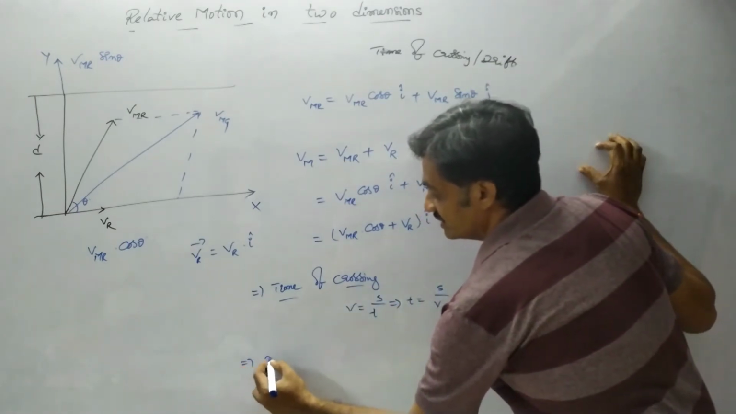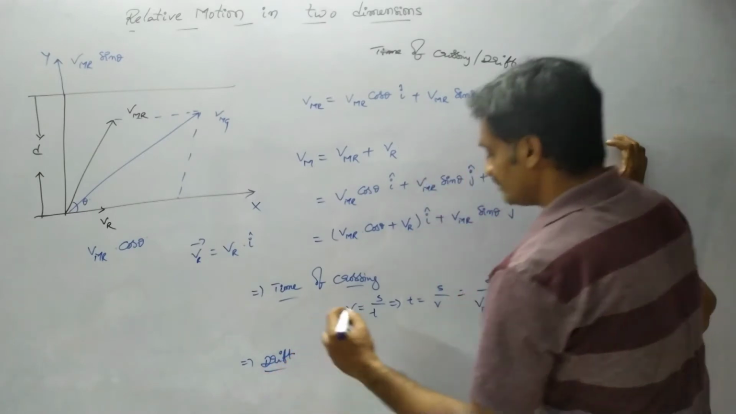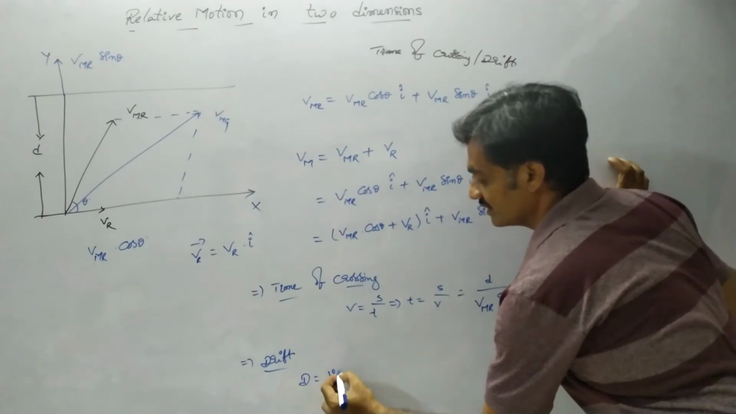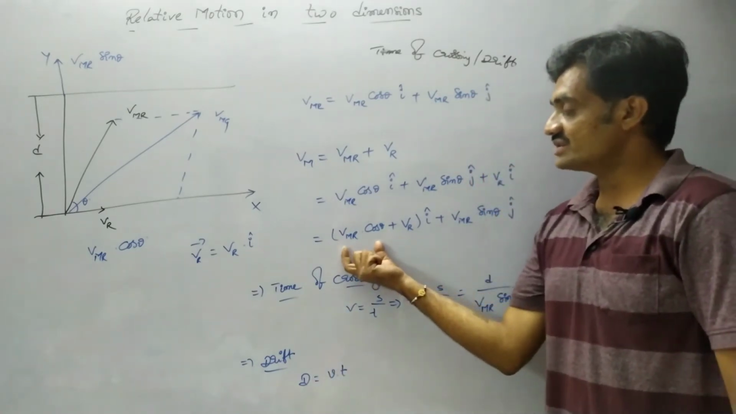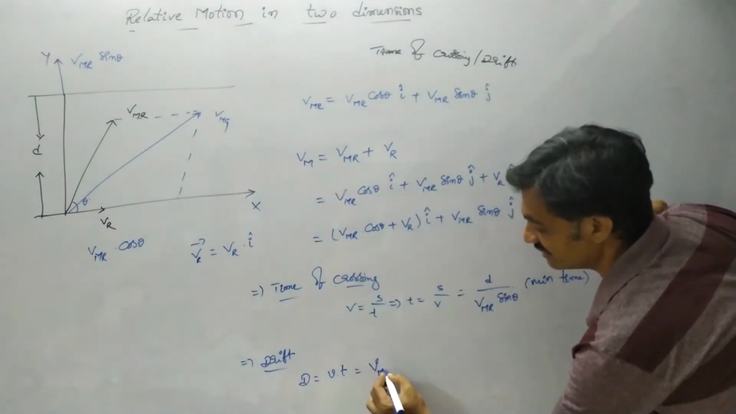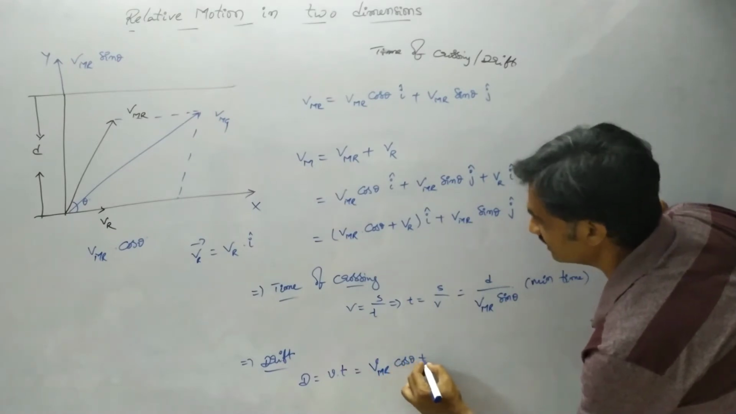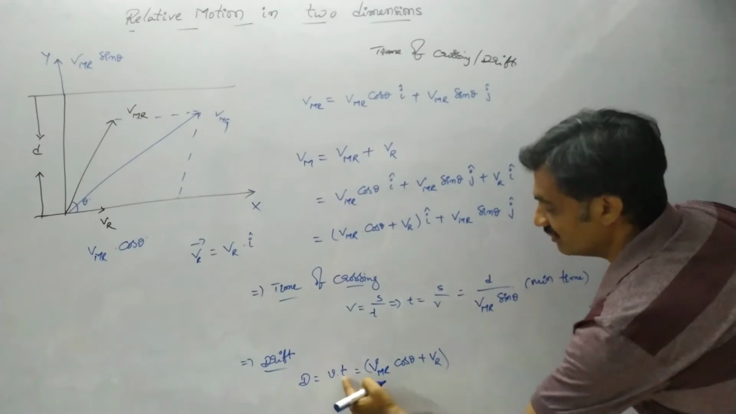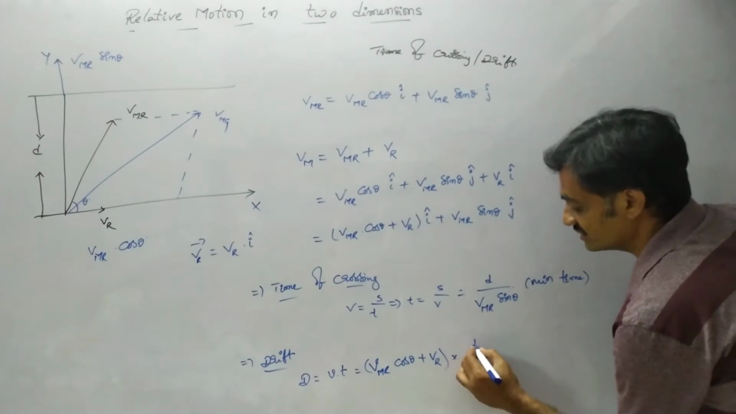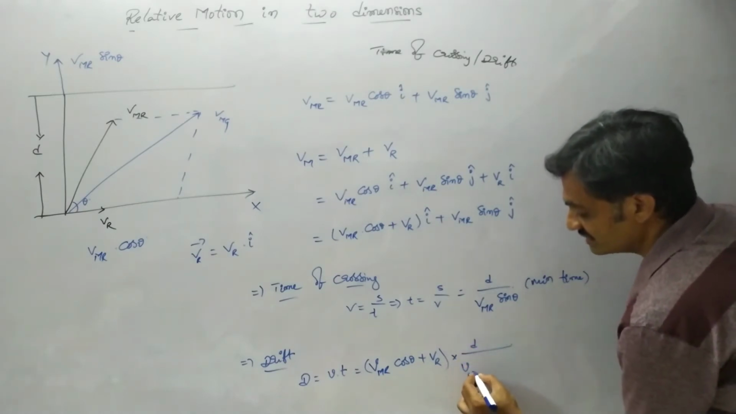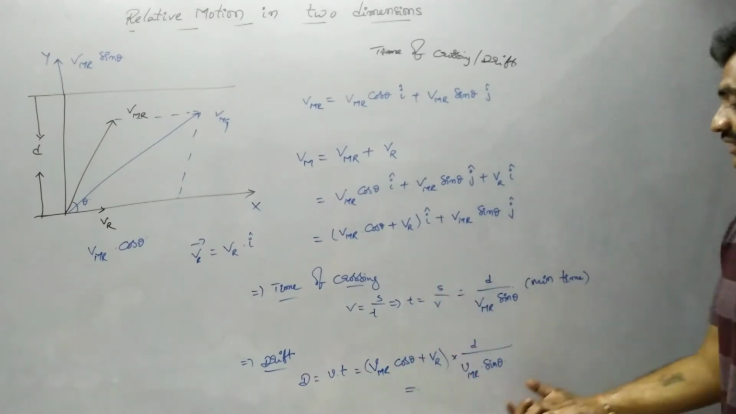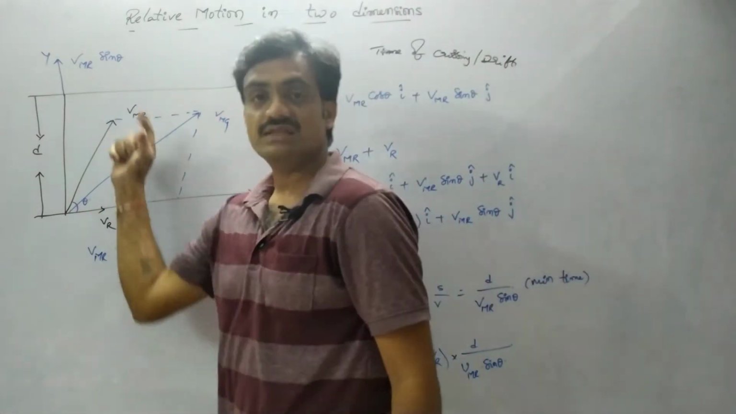Drift is represented as displacement, capital D, equals velocity into time. Observe that the drift is represented based on this velocity, which is v_mr cos theta plus v_r, whereas time is d by v_mr sin theta. So we can substitute it as d by v_mr sin theta. Based on this equation we can represent the drift taken by the man in order to cross this river.